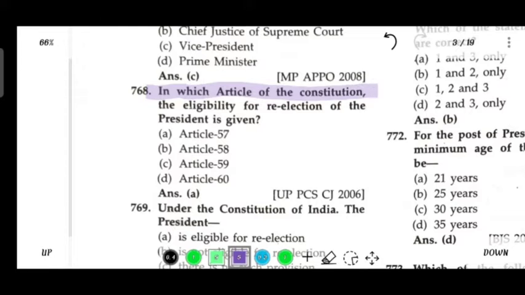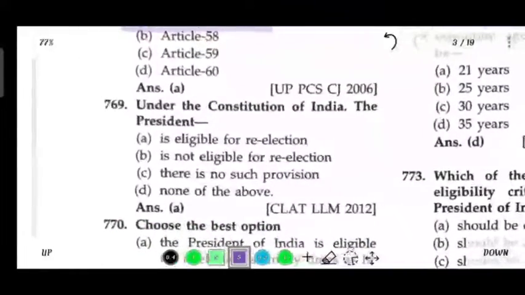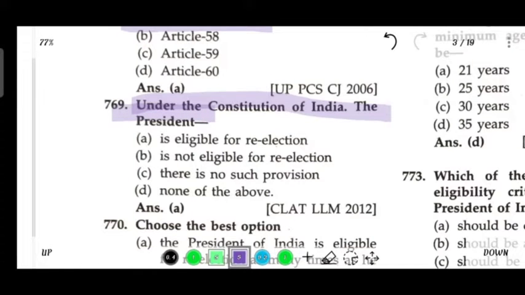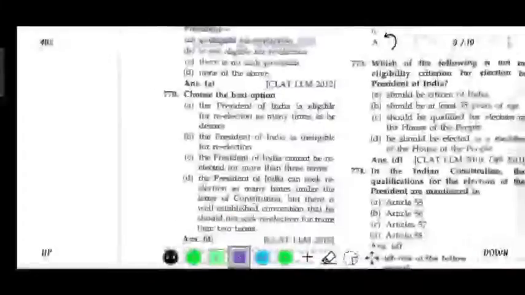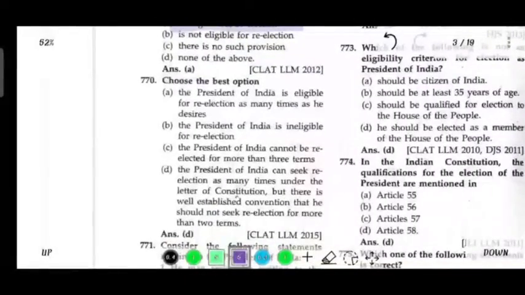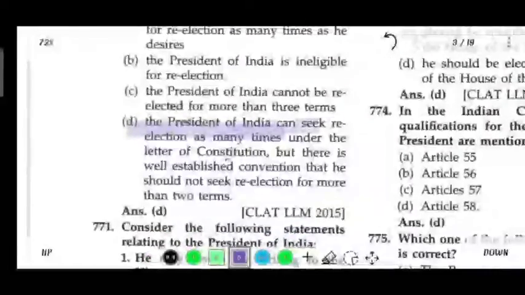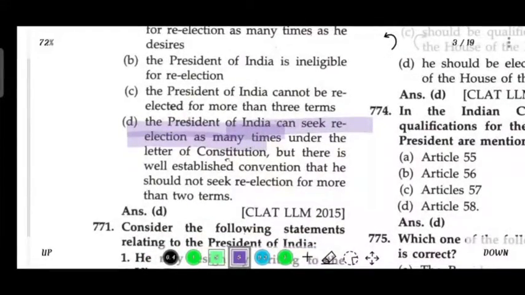In which article of the Constitution is the eligibility for re-election of the President given? Article 57. Under the Constitution of India, the President is eligible for re-election. Choose the best option. The President of India can be re-elected.